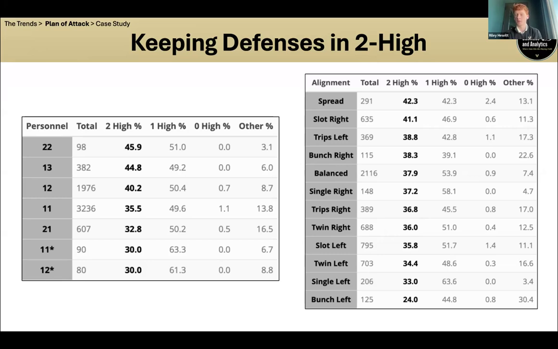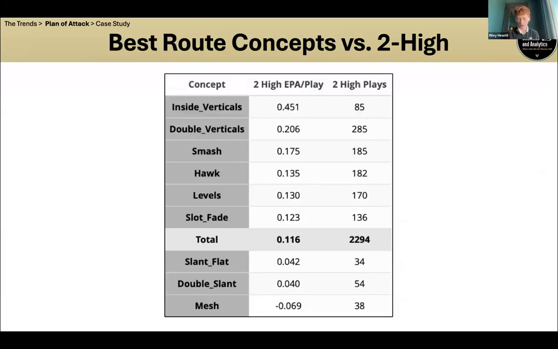Now on the right, it shows the same thing for receiver alignment instead of personnel. Receiver alignment has a slightly less impact on two high coverage percentage than personnel, and that makes sense. But it's still interesting to see, especially considering that the pass heavy spread formation is all the way at the top. So now that we know what looks are most likely to be met with a two high coverage, let's explore how to expose the two high coverage.